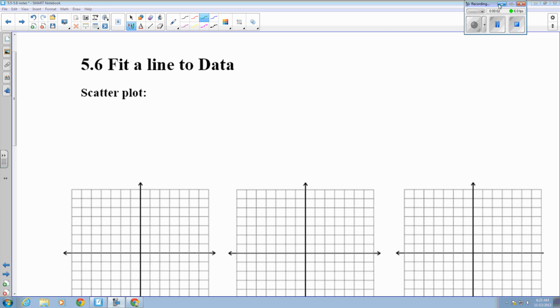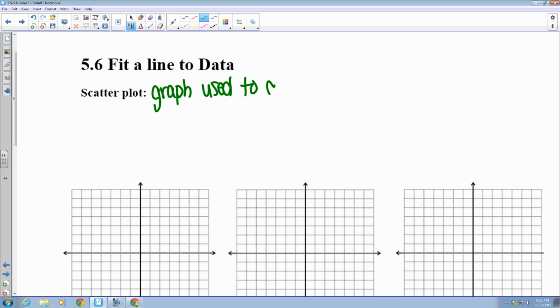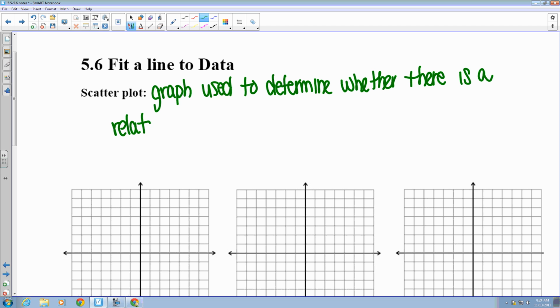Doing section 5.6, which is fitting a line to data. So first we need to know what a scatter plot is. It is a graph used to determine whether there is a relationship between paired data. So paired data given its points that we will be given.